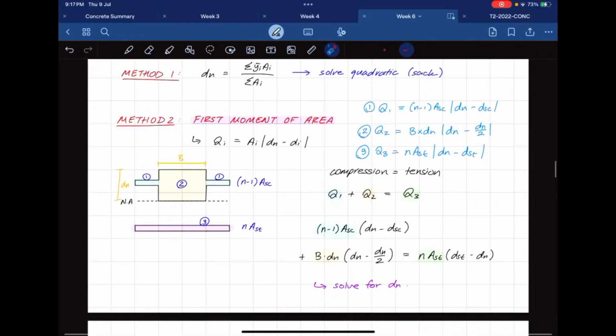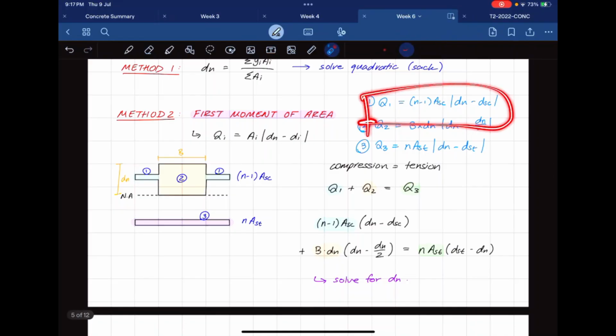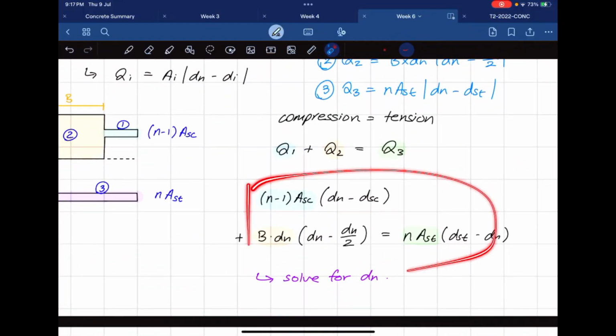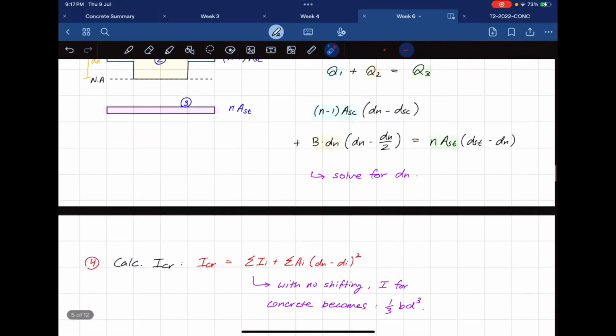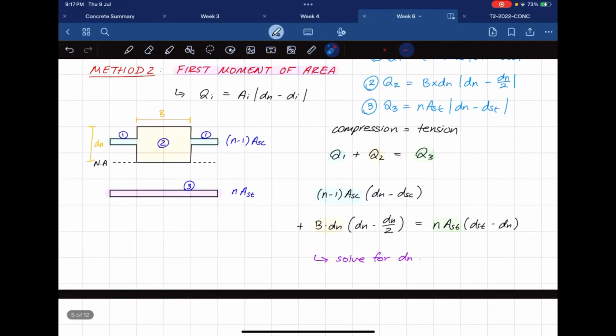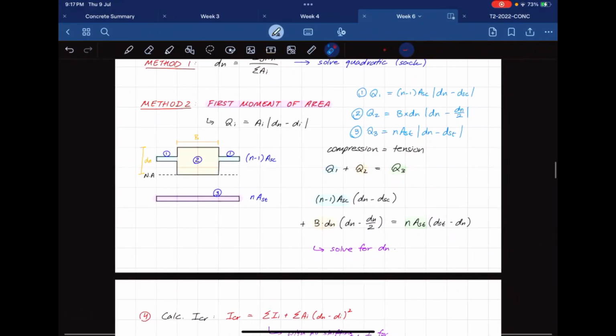Then what you're going to have to do, in order to solve dn, it's like a fundamental principle, like always, is that compression is equal to tension. So you take the side that's in compression, so component 1 and 2, you equate it with component number 3. So you take these two, add them together, equate it with Q3. And then you just solve for dn somehow. I'll explain this with an example in a bit more detail.